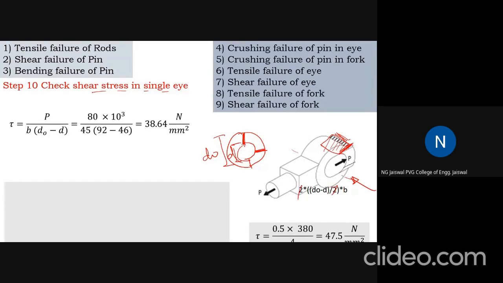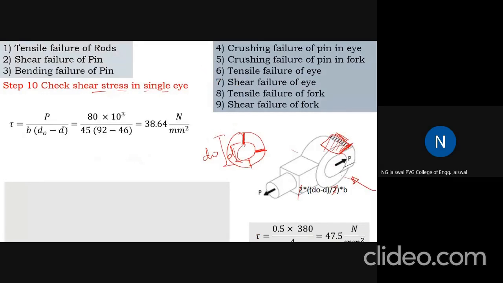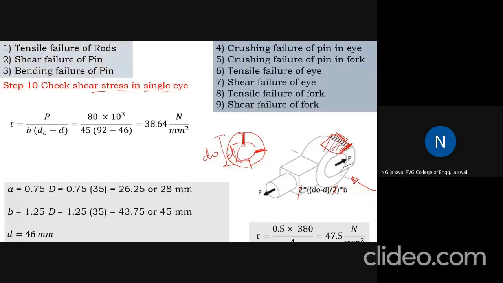This equation is very similar to the equation which we have seen earlier, the tensile stress in single eye and shear stress in single eye. Both are same. But that is a coincidence, that both equations are same. So by putting the appropriate values, you get the answer as 38.64.